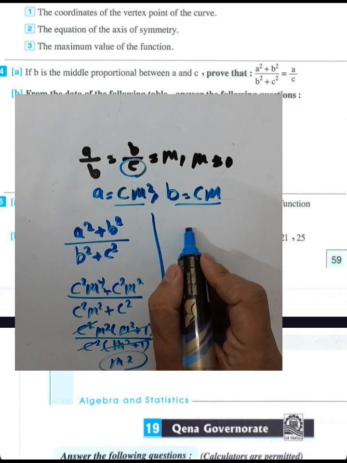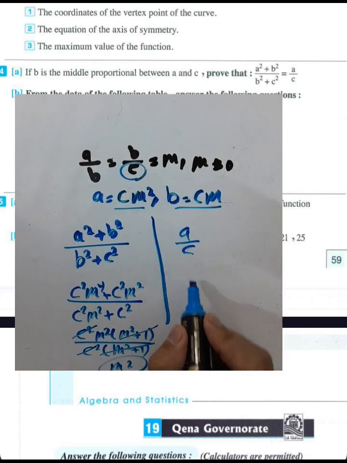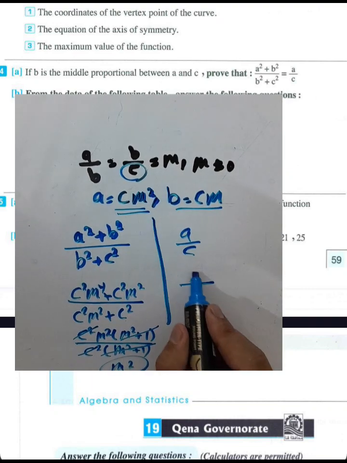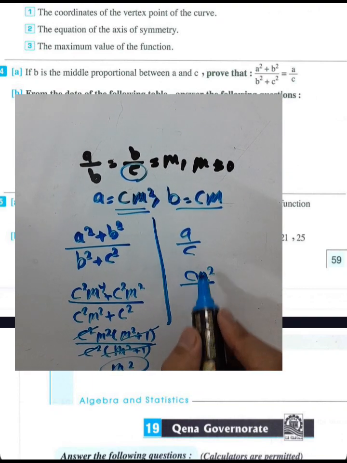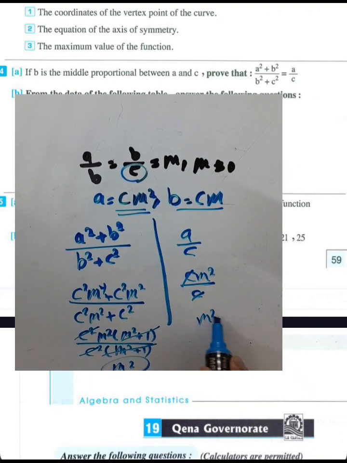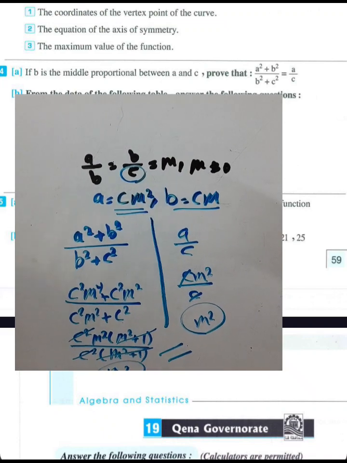And we have here the other side, Cm squared over C, cancel C by C, then the result will be m squared. There is equality here.